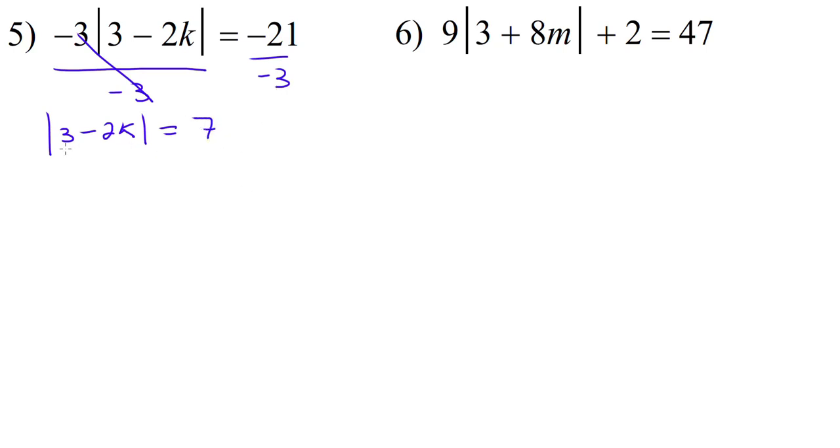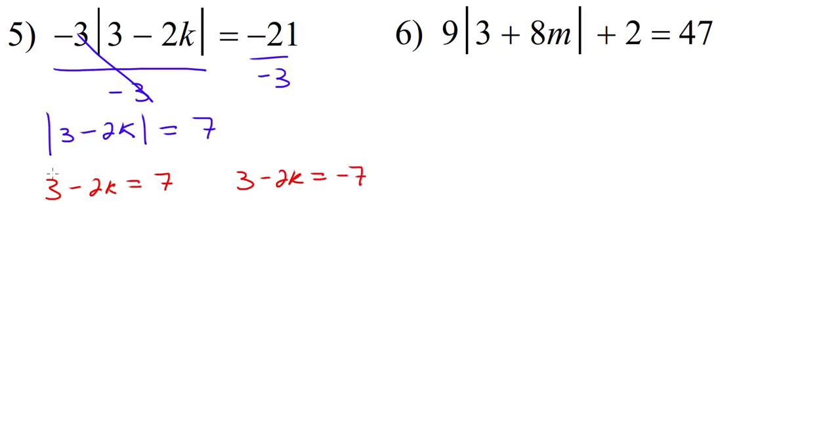Now we know that if the absolute value of 3 minus 2k equals 7, that means 3 minus 2k can either equal positive 7 or negative 7. So we write our two equations. The first one will be 3 minus 2k equals positive 7, and the second one will be 3 minus 2k equals negative 7.